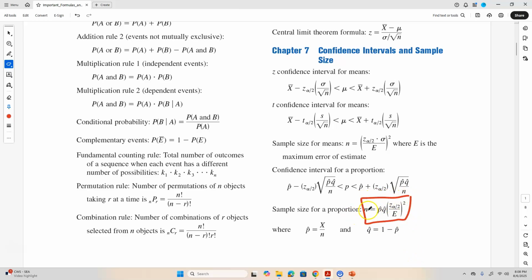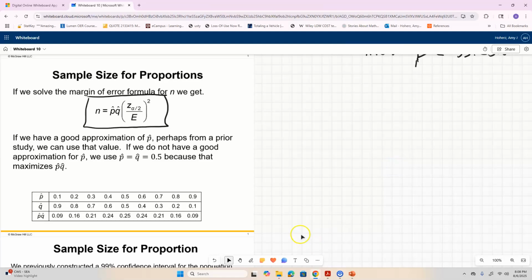So to get your sample size n, you're going to use this formula. You don't have to memorize it. You just have to know that when they're asking this question, this is what they're asking for, and you need to plug into that formula. So if we have a good approximation of p-hat, like perhaps there was a prior study, remember we haven't done the study yet when we're trying to decide what sample size we need for our study. We're trying to figure out our sample size before we do the study.